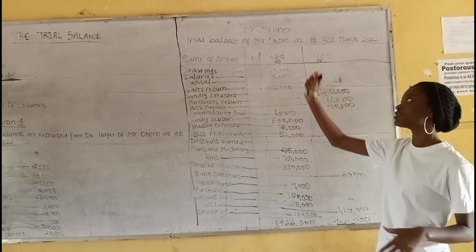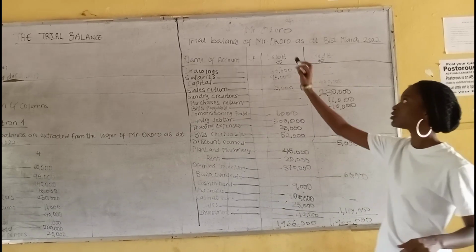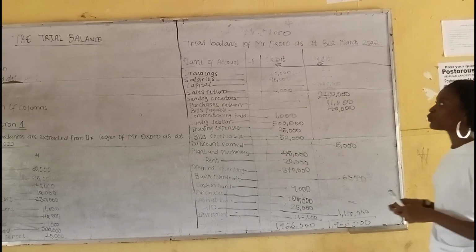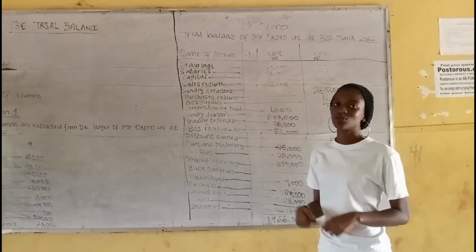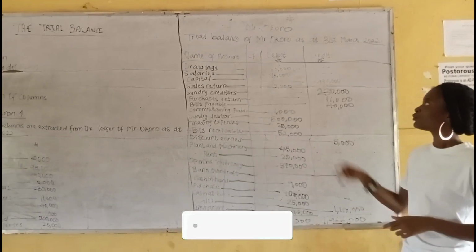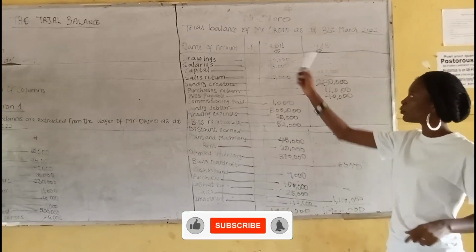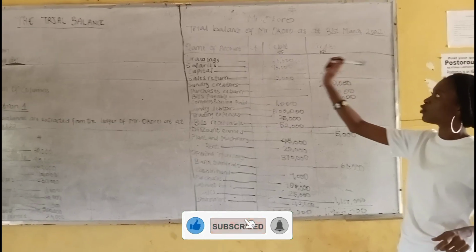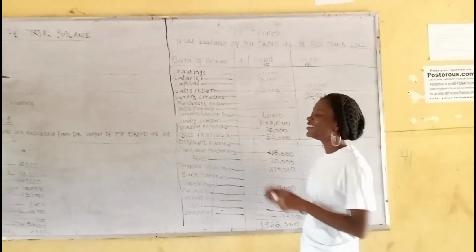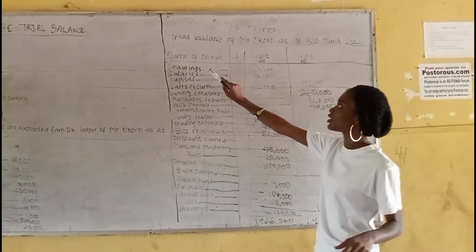Alright, solution to our illustration 1. The trial balance of Mr. Okoro, the name of the account boldly written, as at 31st March 2022. Name of account, like I said, is also known as your particulars. You have your ledger folio, you have your debit column as well as your credit column with the Naira sign because I'm in Nigeria. So we have our drawings.